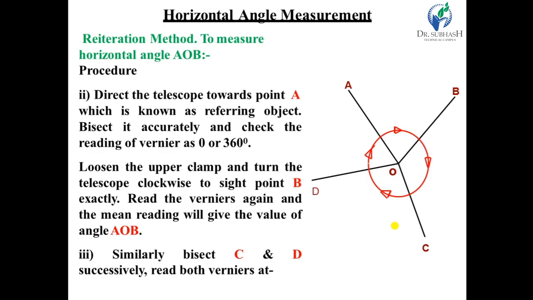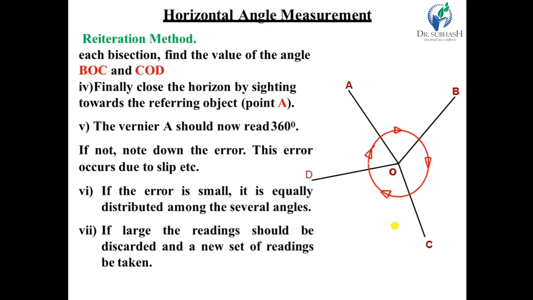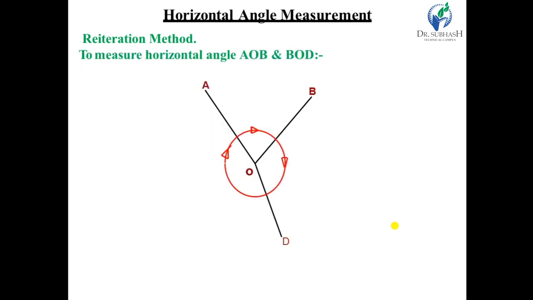Similarly, bisect C and D successively and read both the verniers at each bisection. Find the values of angles BOC and COD. Finally, close the horizon by sighting towards the referring object. Vernier A should now read 360. If not, note down the error. These errors occur due to slip. If the error is small, we equally distribute it, and if the error is larger, then the readings should be discarded and a new set of readings taken.